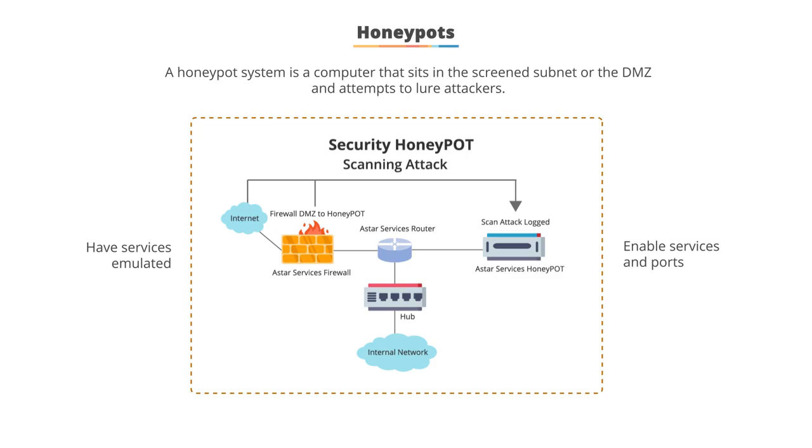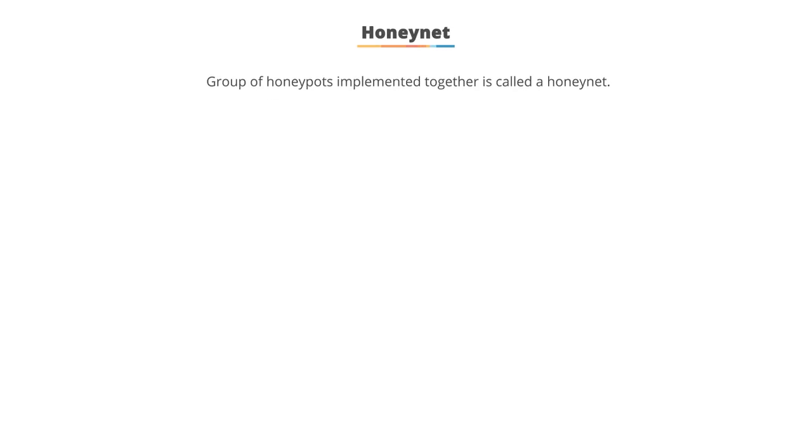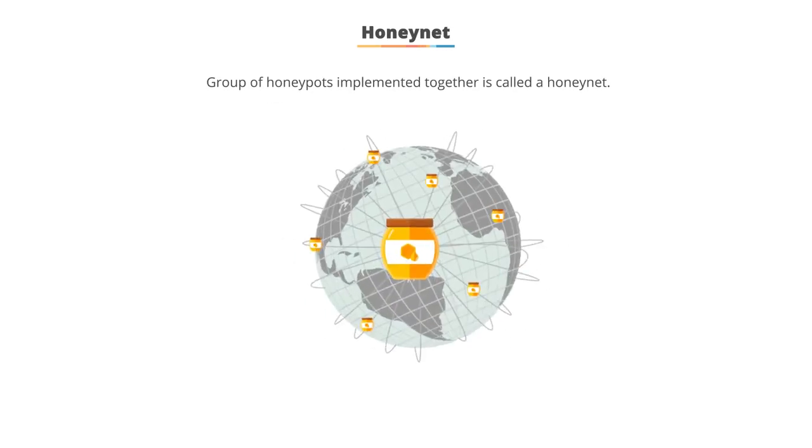Honeypots can get an attacker's attention by advertising themselves as easy targets for compromise. A honey net is simply a group of honeypots implemented together to create the honey net.